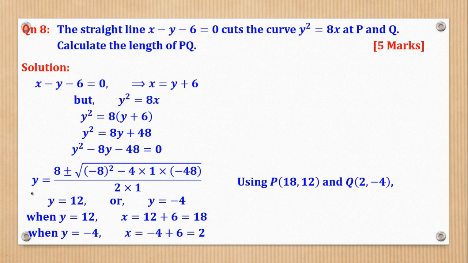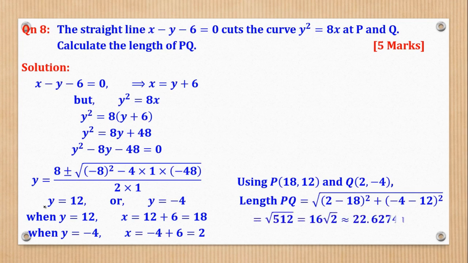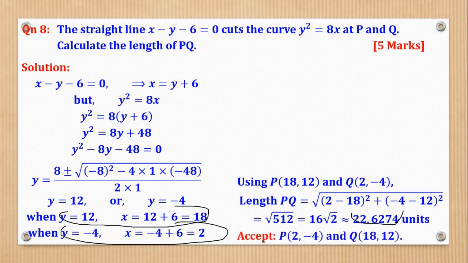So length PQ will be given by that formula, and then you substitute, simplify to get the length. So here I've chosen to use this as P and this as Q, but still you can interchange and make P to be this and Q to be that. It is also okay.